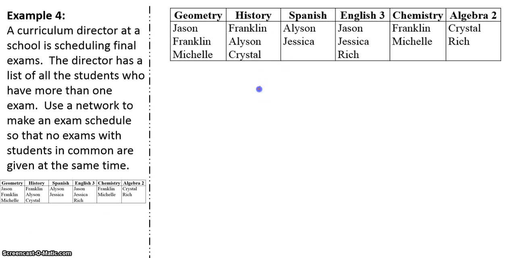Okay, so again, I usually arrange mine kind of around in a circle. So geometry, history, Spanish, English, chemistry, and algebra 2. So I could just use some single letters there just because there's no repeats. Okay, so go through the list. So Jason is in geometry and English 3. So then we're going to connect geometry with English because they have a student in common.